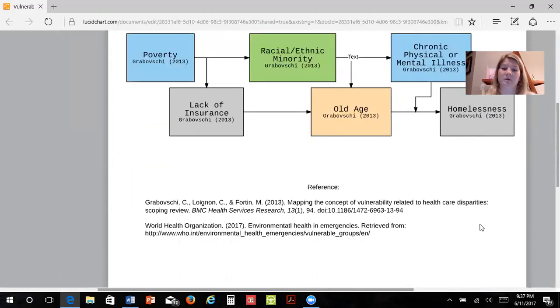My references are here. I used this article to identify my risk factors here. And then the definition for vulnerability came from the World Health Organization.